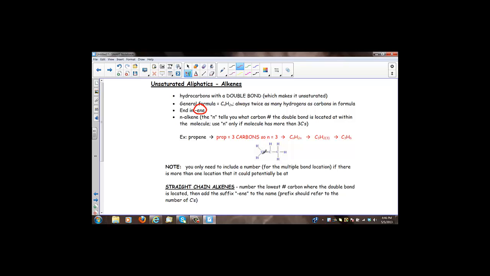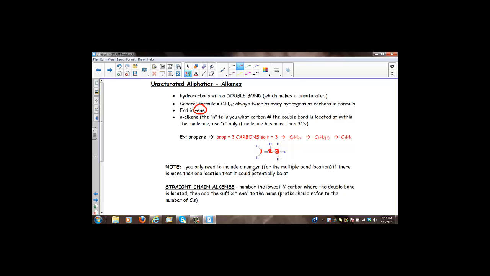So I draw 3 carbons. Normal propene has the double bond on the first carbon. 1, 2, 3. Notice I can't have more than 4 bonds, remember, coming off a carbon. So this doesn't get 3 H's here because this is 2 bonds here. 1, 2, 3, 4. And then I have this middle C, 1, 2, 3, 4. And then my last C has the carbon and then the 3 H's.